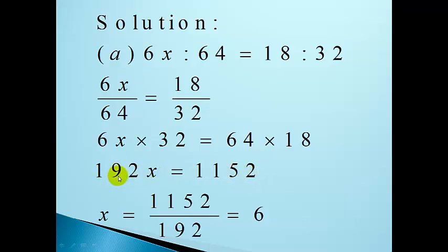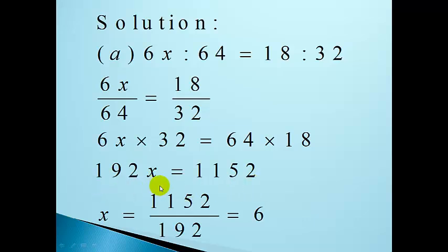Now, if 192x is equal to 1152 and we are solving for x, it means that we have to divide both sides of the equation by the constant attached to the variable x. And so we divide the left hand side of the equation by 192. Then we divide the right hand side of the equation by 192.